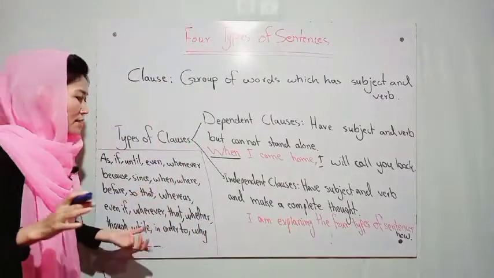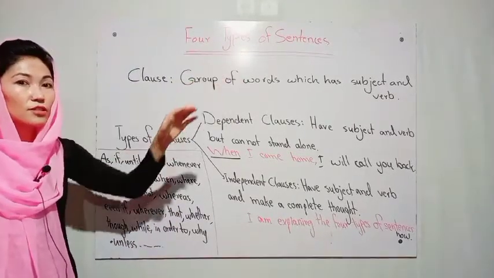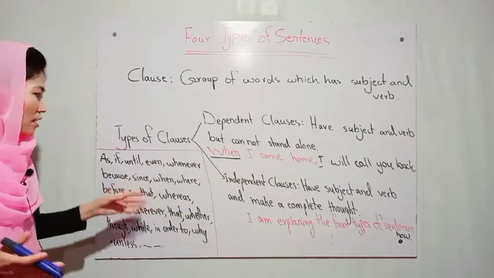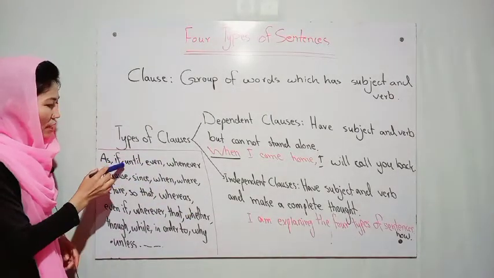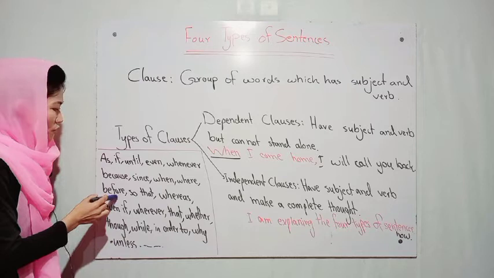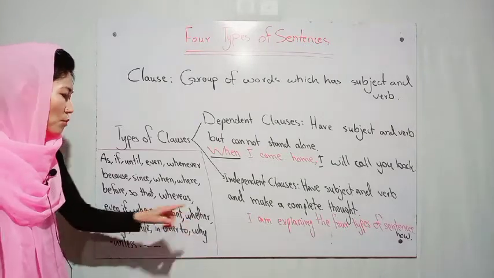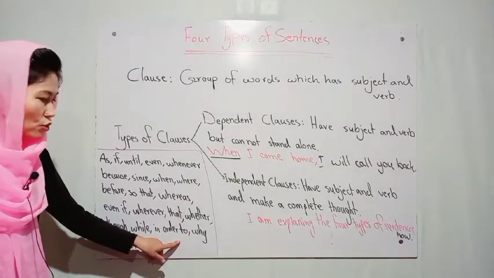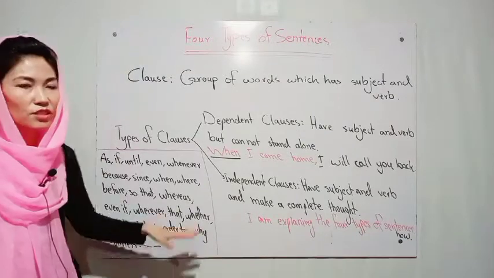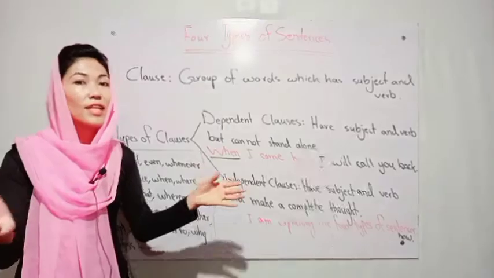Some conjunctions or subordinators that we can use in types of sentences to join 2 clauses, the main clause with the subordinate clause, are here: as, if, until, even, whenever, because, since, when, where, before, so that, whereas, even if, wherever, that, whether, though, while, in order to, why, unless, and etc. They are the most important conjunctions or subordinators that we use to join dependent clauses with independent clauses.